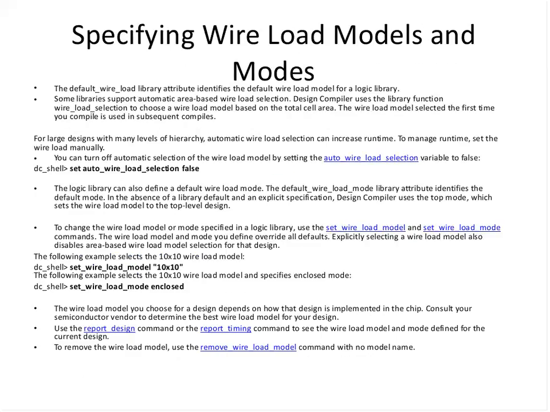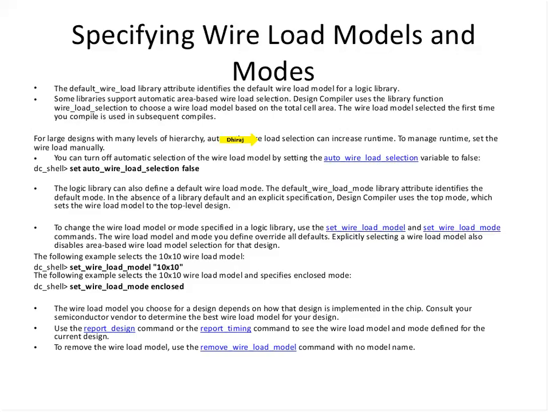This slide here tells about what the commands are. The default wire load model library attribute defines the default wire load model for the library. As you saw in the example, some libraries support automatic area based wire load selection. So it uses that feature and selects a wire load model based on the total cell area. We can turn this auto wire load selection off if we want to specify the wire load ourselves, since automatic wire load selection can increase the runtime.